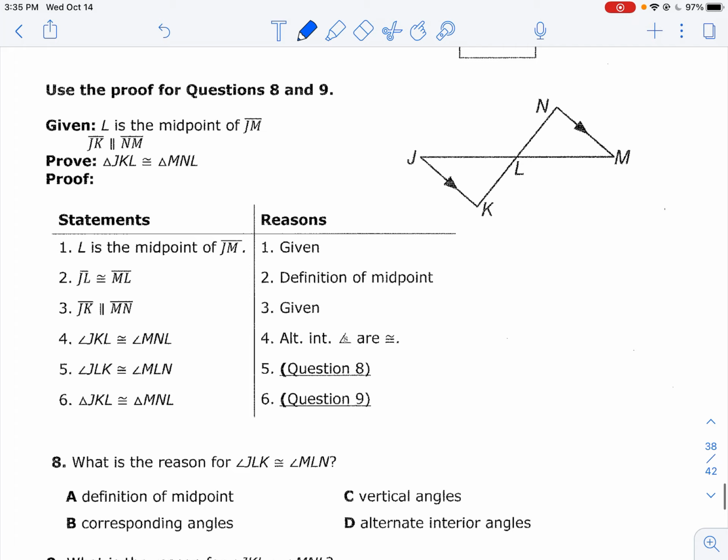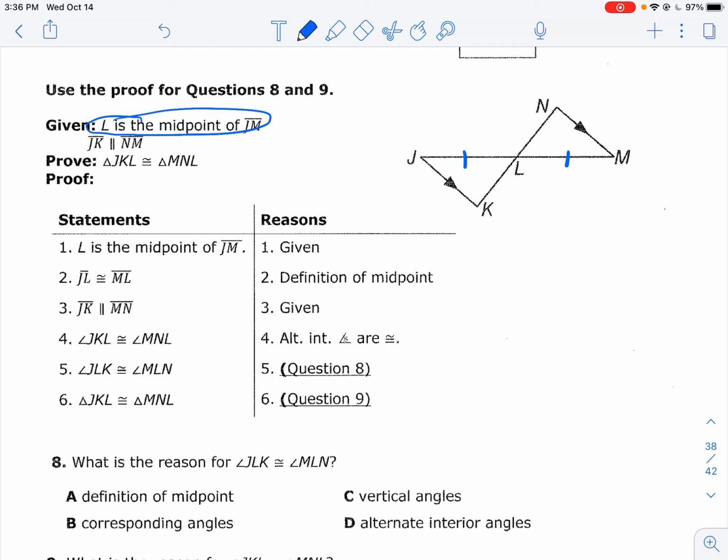All right, we have a proof for numbers 8 and 9. It says given L is the midpoint of JM. That means each of these pieces here is going to be the same. So I'm going to mark some congruency marks. L is the midpoint, so L is exactly in the middle.